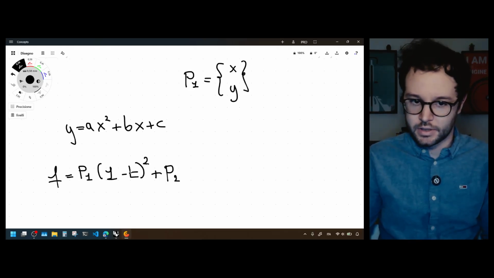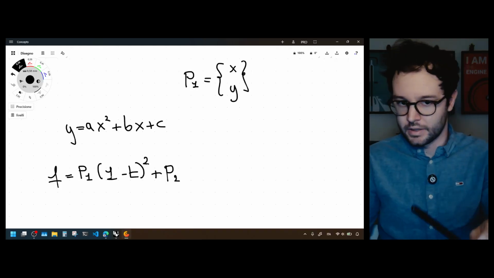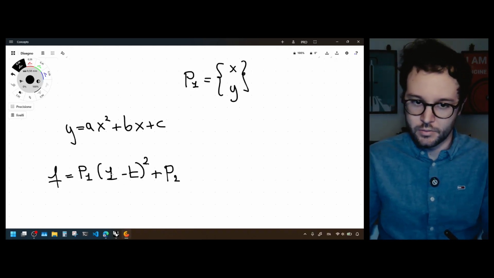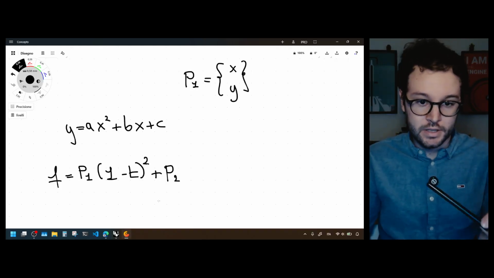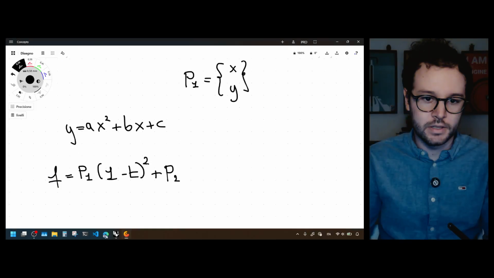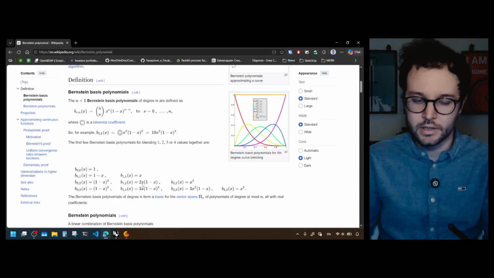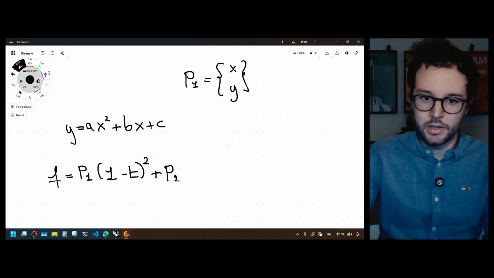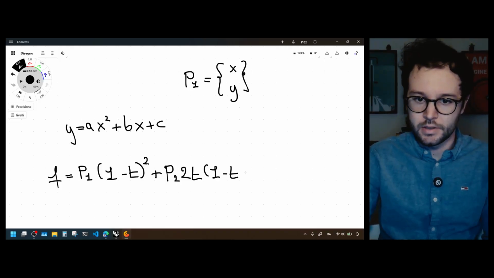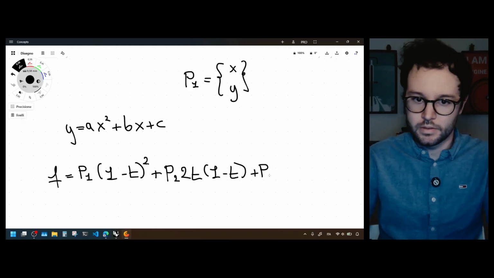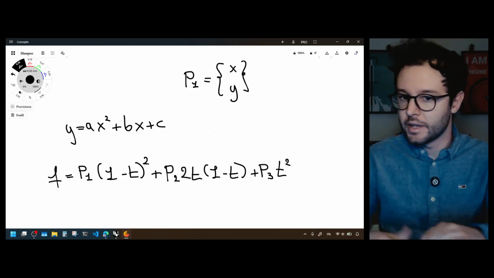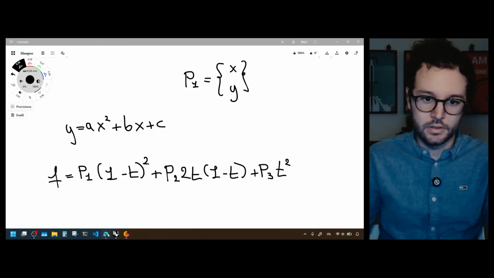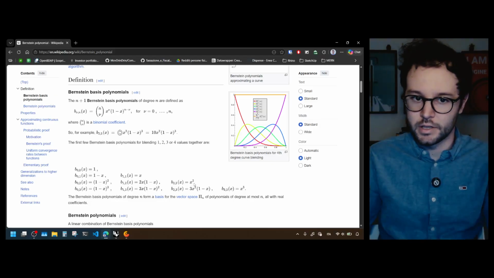So this is the first point, and then the basis function, 1 minus t squared, is the first one. The second point is multiplied by the second function, which is 2t times 1 minus t. So 2t times 1 minus t, and then the third point, p3, is multiplied by t squared. You can actually check that on the Wikipedia page. T squared, here it is.